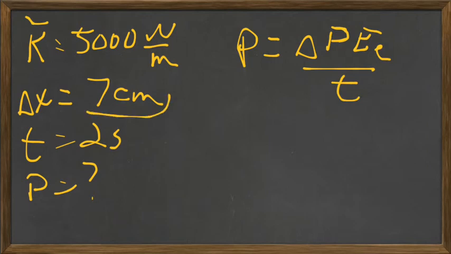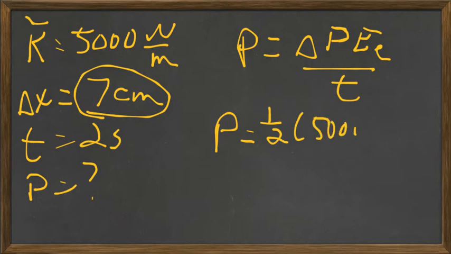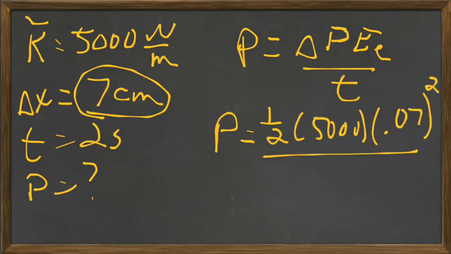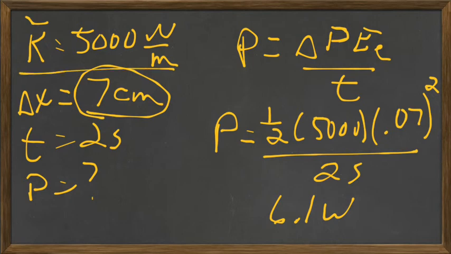Now we know that this particular stretch is in relation to a 0 length. So our initial position is 0. Our final position will be 7 centimeters. Power equals 1/2 the spring constant, times the final position of 7 centimeters. We cannot forget to turn that to meters, squared, divided by my 2 seconds, and you get 6.1 watts as your power delivery. So obviously this one's pretty quick. As soon as you see that spring constant, the brain goes immediately to elastic potential energy. So that was a pretty quick one to use.